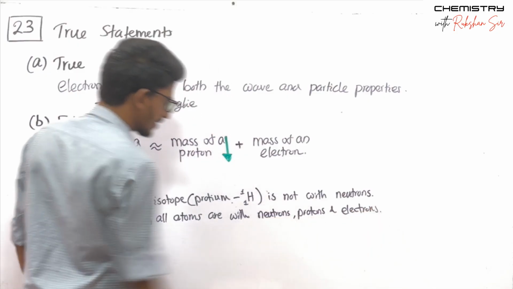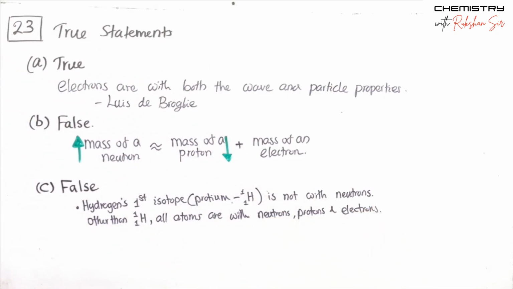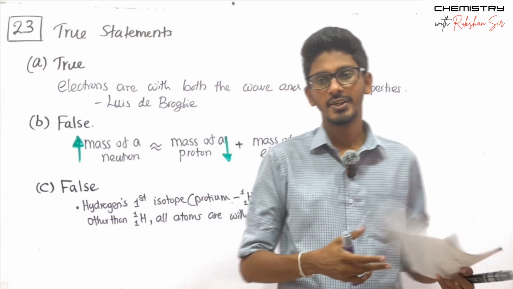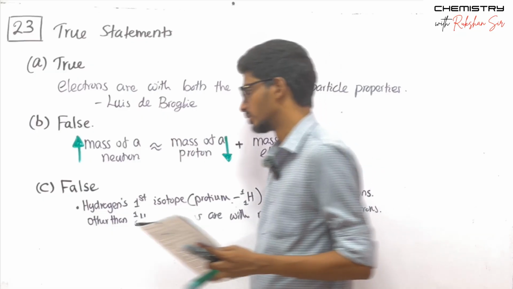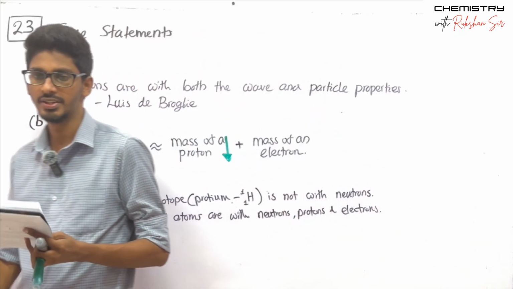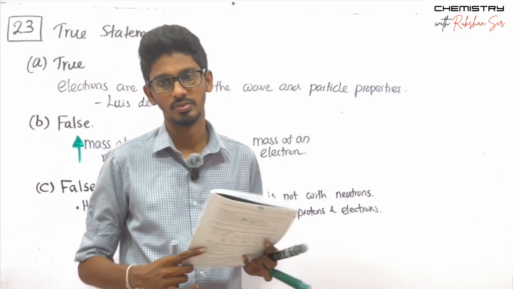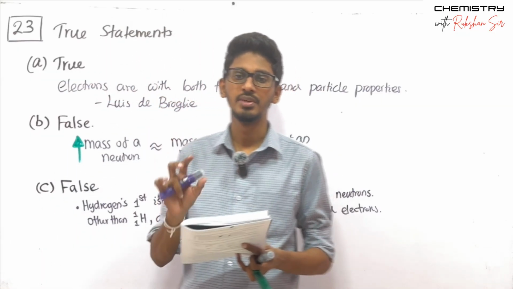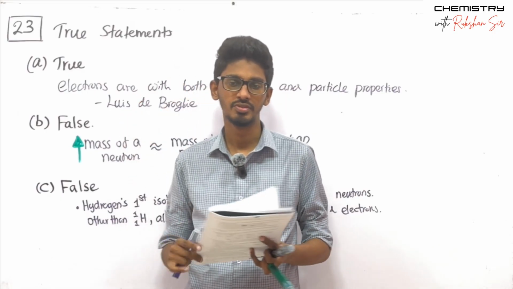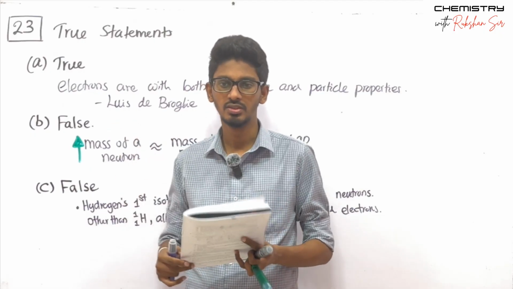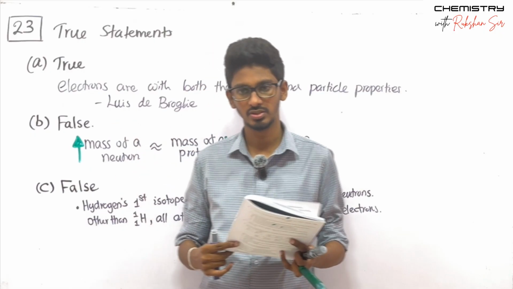So we have an exception here, right? The protium. As that exception appears, we can't say all atoms are with neutrons. Protium is without neutrons, so the statement has to be considered a false statement, right? If a statement appears with the term "all", and we have an exception, we have to take that statement as a false statement, right?